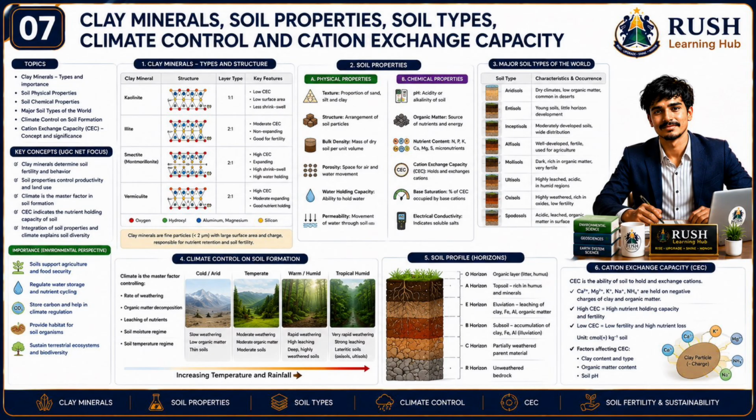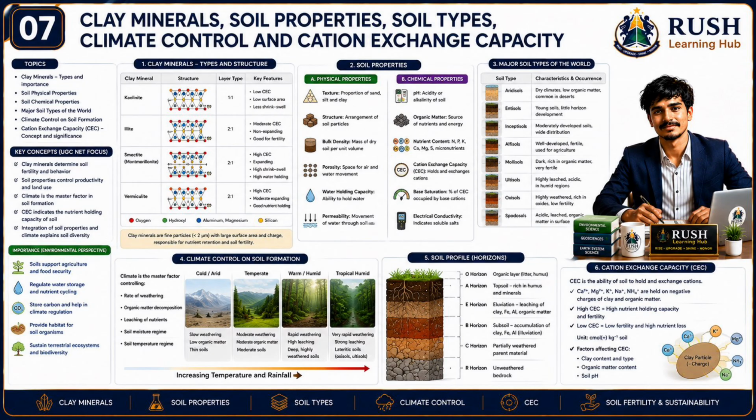Based on their crystal structure, clay minerals are classified into different groups. The first and most important clay mineral is kaolinite. Kaolinite belongs to the 1:1 layer silicate group. It consists of one silica tetrahedral sheet and one alumina octahedral sheet. Kaolinite exhibits low cation exchange capacity and low shrink-swell behavior. It is commonly found in highly weathered tropical soils and is relatively stable.